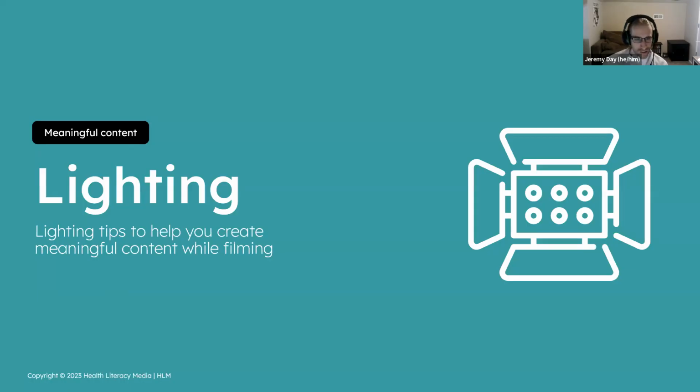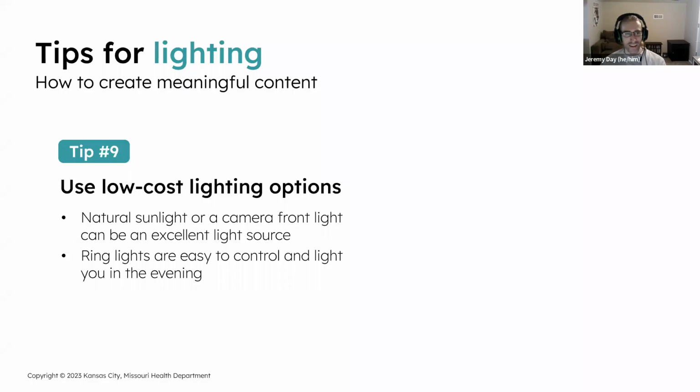Moving along to lighting. This is a fun one. There are lots of options for lighting now. When I started with film production, we had these big, massive lights, and they were required for some of the older cameras. Now there are all sorts of lighting options, and cameras have gotten better at low lighting. But it is still important and something to be aware of.